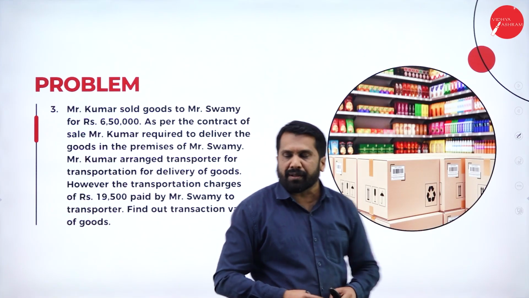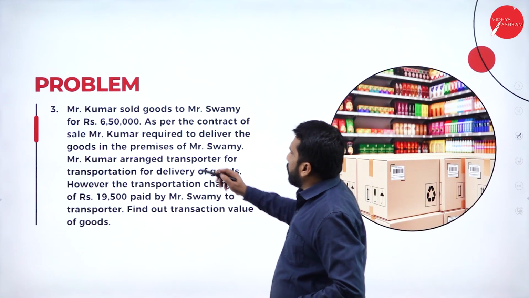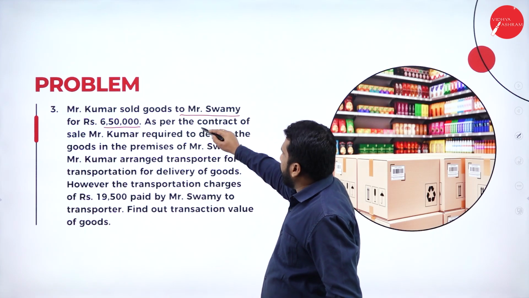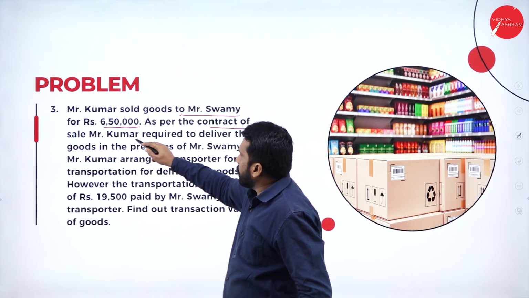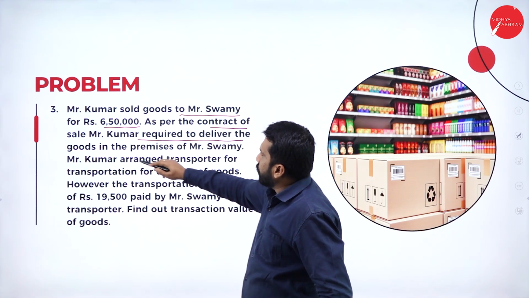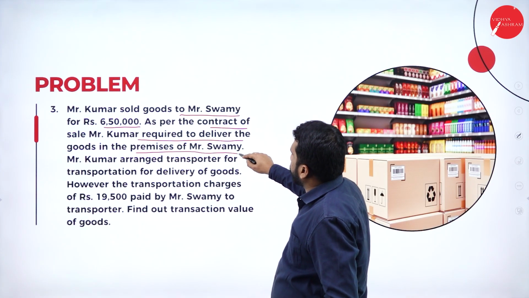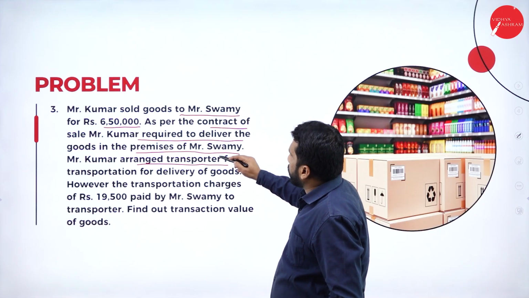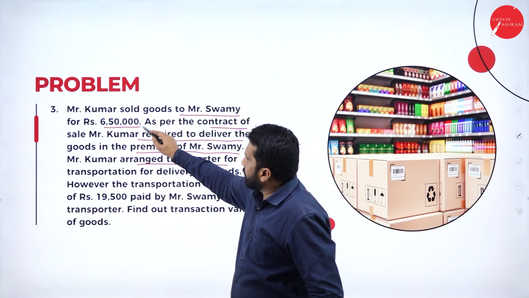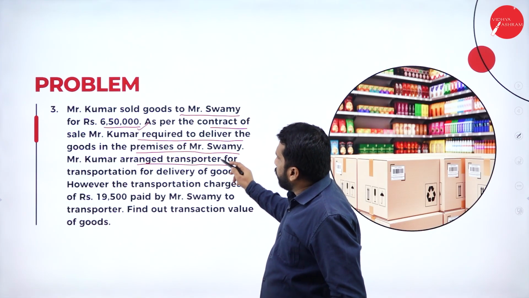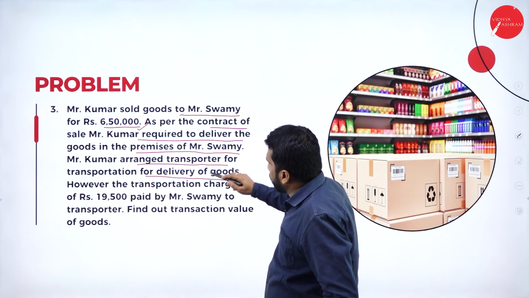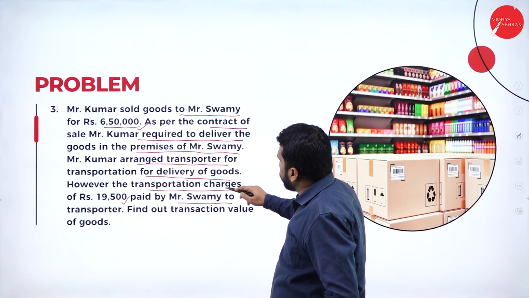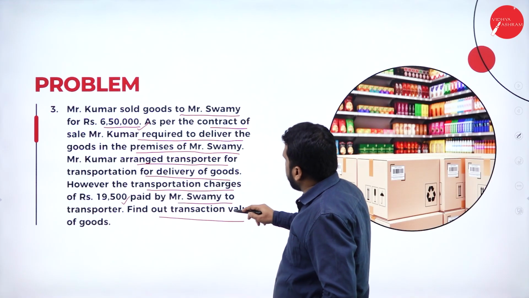Similarly, for the next one: Mr. Kumar sold goods to Mr. Swami worth 6,50,000. As per the contract of sale, Mr. Kumar is required to deliver the goods at the premises of Mr. Swami. Kumar arranged transport. What is the worth of goods? 6,50,000. However, transportation charges of 19,500 were paid by Swami to the transporter. Find out the transaction value.